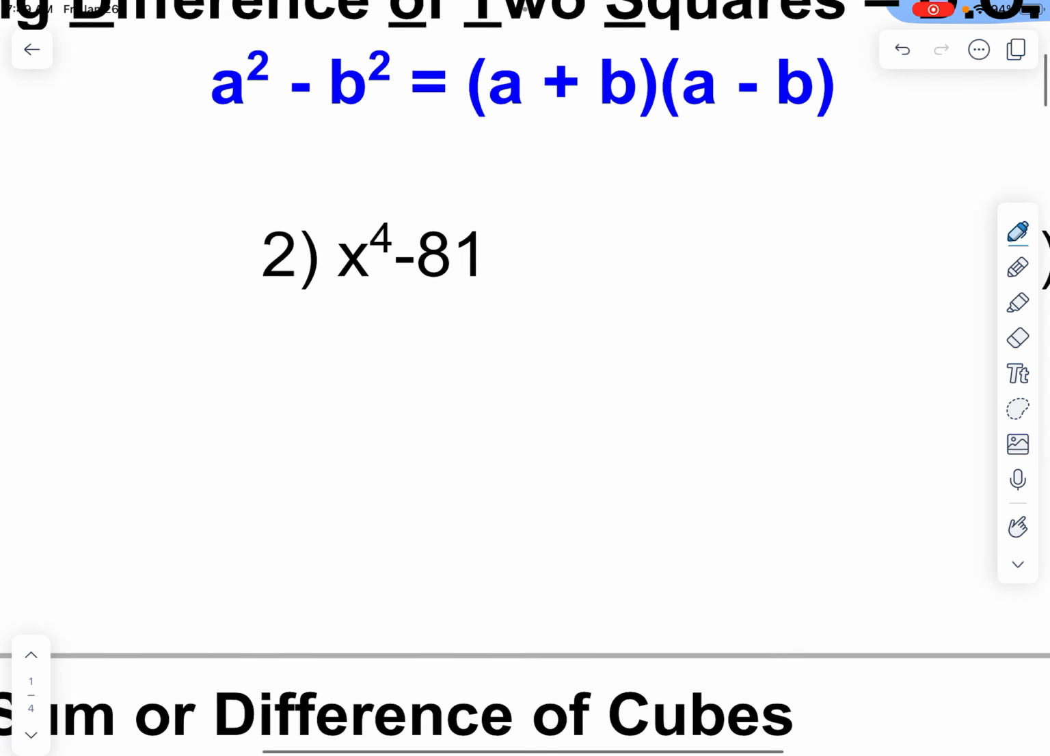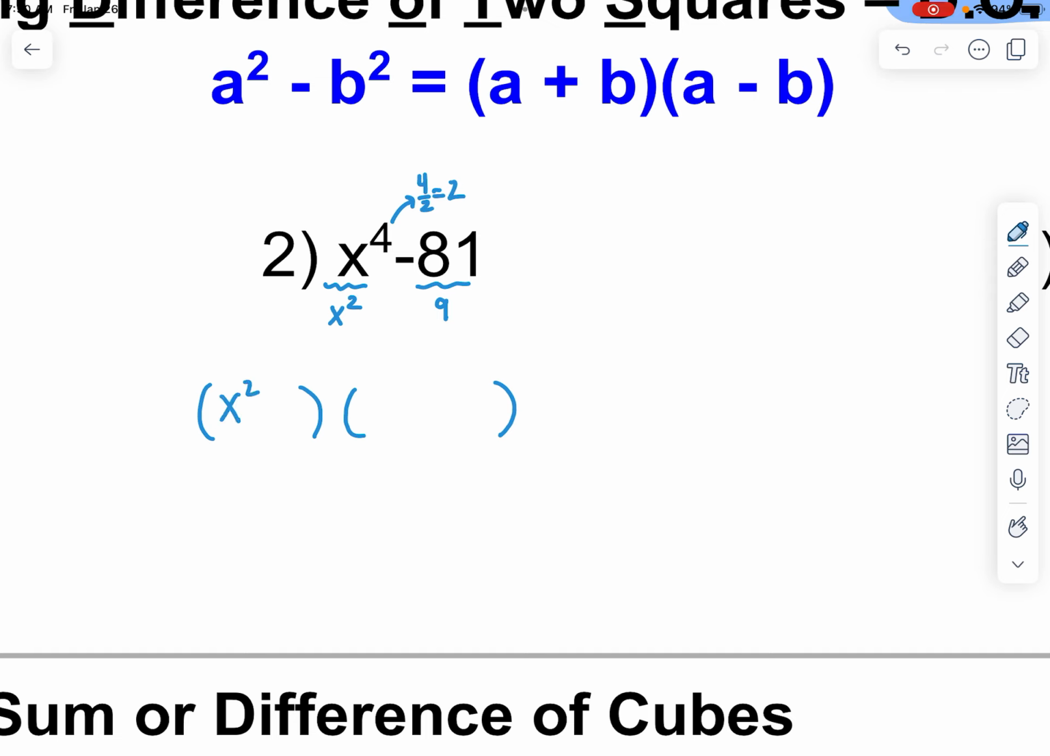Now, what if it's an x that's higher than just x squared? So now we're moving into polynomials, and it actually still works the same. First, we need to find the square root of each. For x to the fourth, the square root of x to the fourth is actually x squared. If you need to figure that out, you just take the exponent and divide by 2, and that is how you find out what the square root exponent would be. The square root of 81 is 9. So we're going to get our factors. We've got x squared goes first, 9 goes second, one's plus, and one is minus.